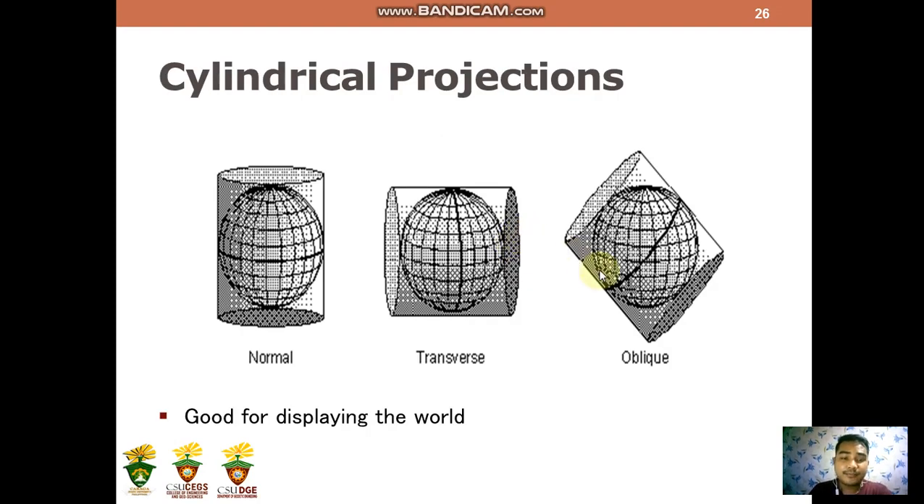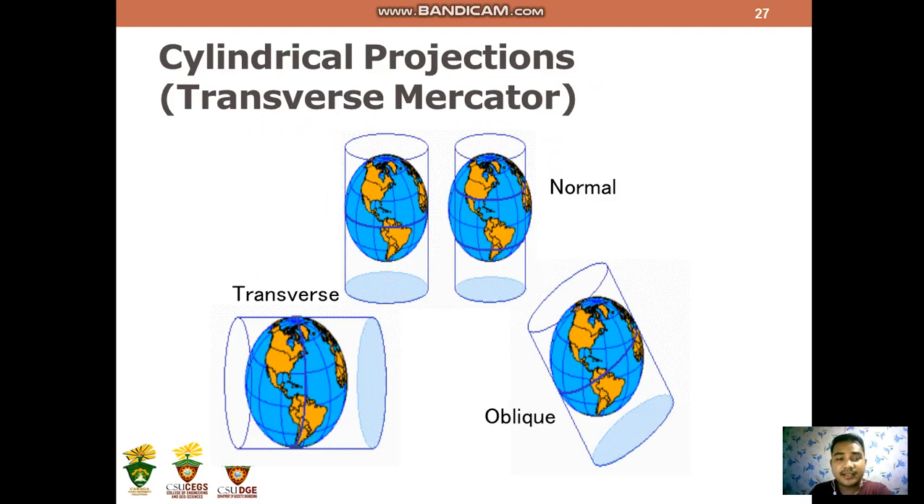And, example for cylindrical projections, we have different aspects, no? Which are the normal, transverse, and oblique. And cylindrical projections are good for displaying the world. Another example for cylindrical, we have transverse Mercator. So pag normal, ang iyang aspect is isulod lang nimo ang globe, tapos i-wrap lang nimo siya. Then pag imo na siyang i-cut, that's the cylindrical projection. Normal. So ang equator, no, mao ang naka-touch dito sa side sa cylinder.